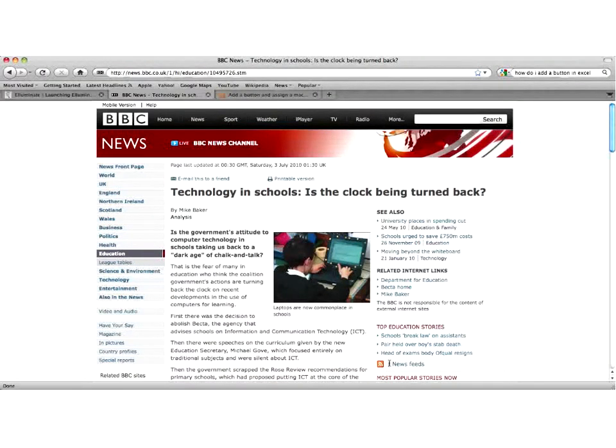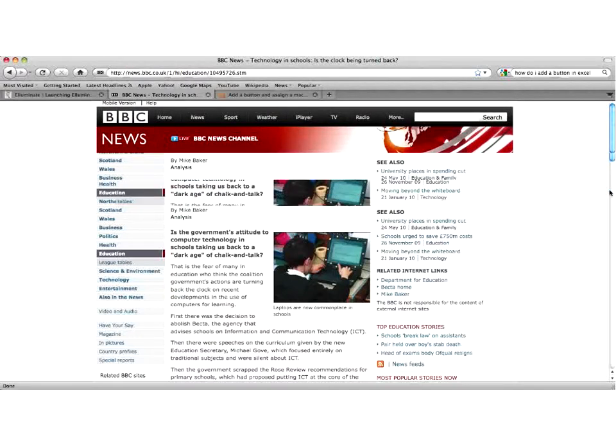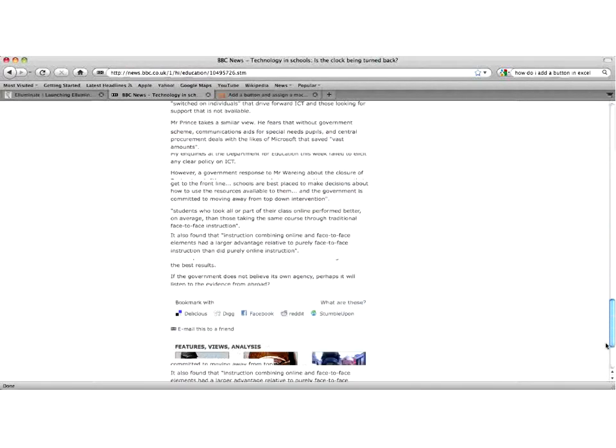Technology in schools. Is the clock being turned back? Is the government's attitude to computer technology in schools taking us back to the dark age of chalk and talk? And this is an article talking about various government cuts in ICT in particular. Let's have a look down the bottom of the article where there's an interesting conclusion.